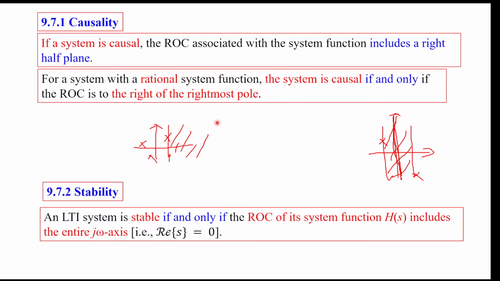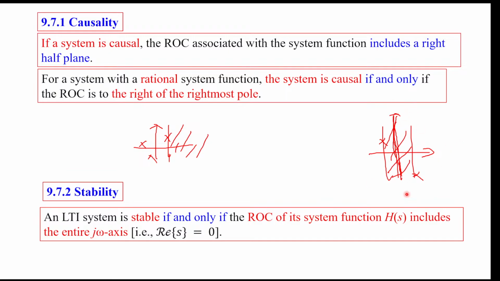So for causality, it's a bit more complicated, but it says that if the system is rational, then your system is causal if and only if your ROC is right-sided, which means that the ROC includes the right-half plane extending to right infinity. Okay? And stability: an LTI system is stable if and only if the ROC includes the jω axis.